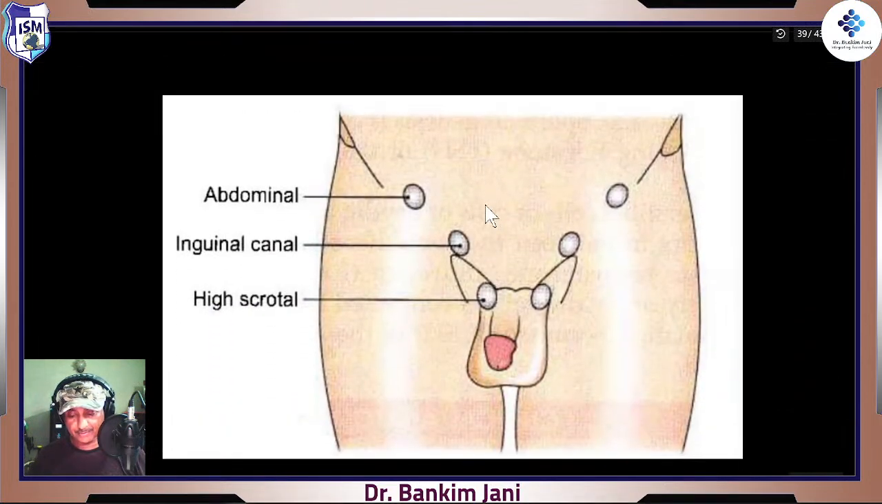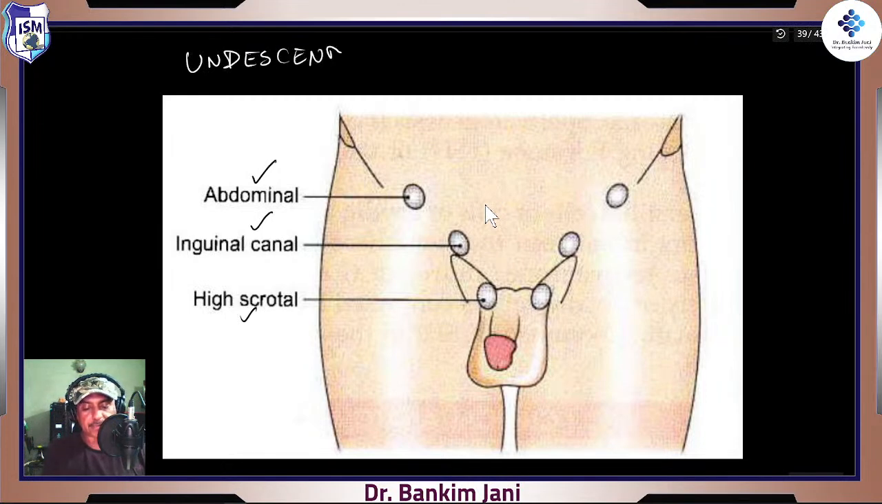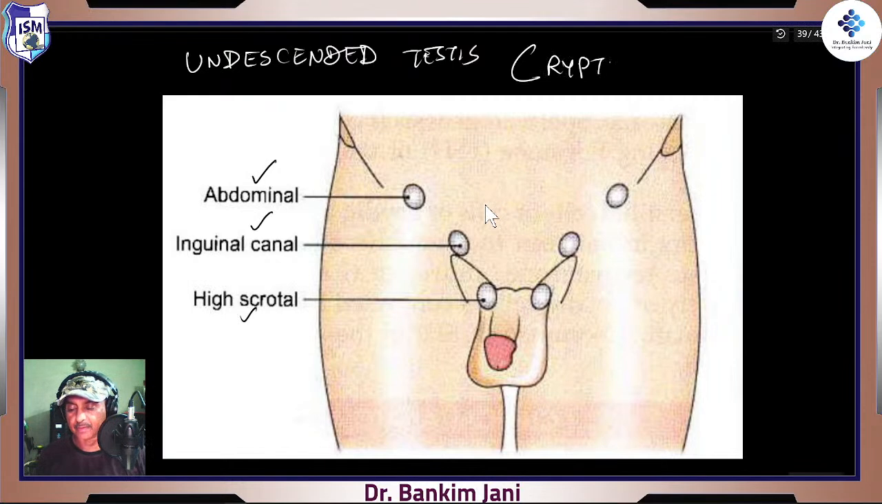So finally, the last minute is on when it travels. This is abdominal, this is inguinal, this is high scrotal. They can stop even at this point. When they stop, it is what is called the undescended testis. That testis has not descended. And this is what is called cryptorchidism. That is when these testes have remained in abnormal positions. Yes, it leads to all those complications. And in the initial stage, surgery is done and they are put back into the scrotum.